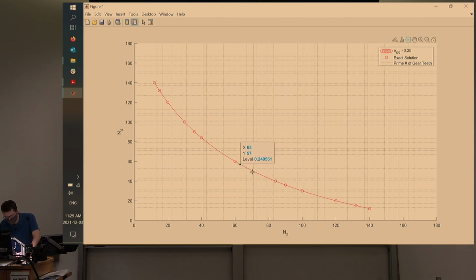So if we chose 63 for n2 and 57 for n4, then that would give us an approximate solution. However, I have these circles here that indicate solutions that give you exactly 0.25. So if you choose 60 for both of these, or if you choose n2 equal to 90 and n4 equal to 36, and I only report two of the gears here, n2 and n4. The reason that I only report two is because the other two gears are just 180 minus those numbers. So it's quite simple to get your solutions from there. So you can use this to see exact solutions and pick them out.